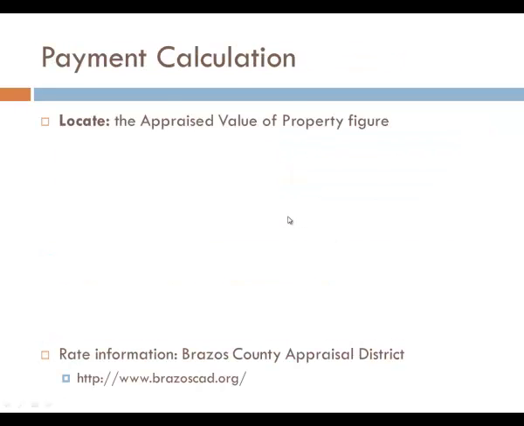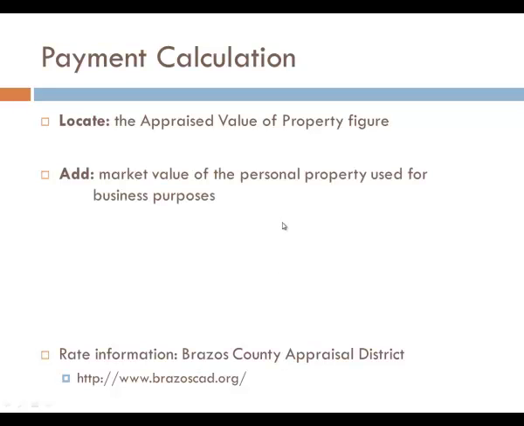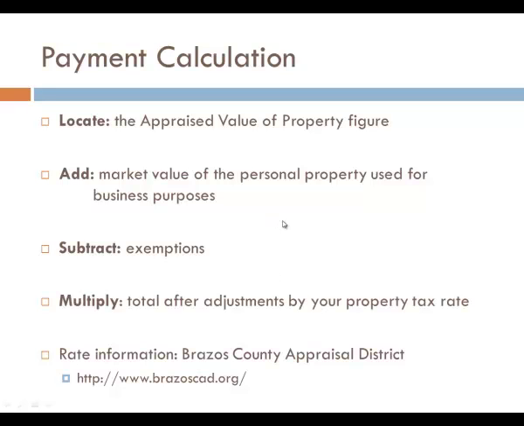Payment calculation. There are a few steps. First is locate. Locate the appraised value of the property figure. This can be found on brazoscad.org. Add the market value of personal property used for business purposes. Subtract any and all exemptions that you may have on your property. Then multiply the total after adjustments by your property tax rate. That can also be found on brazoscad.org. This is only an estimate, however, it can give you a good idea of what your tax bill will be.